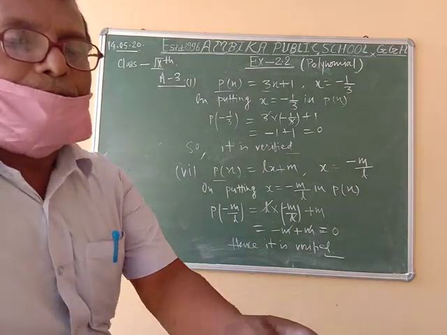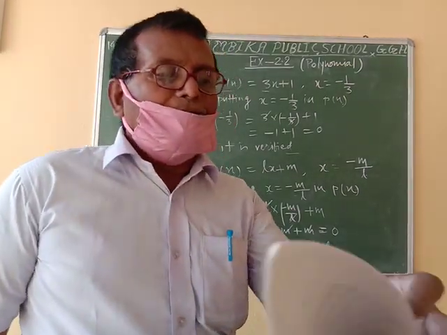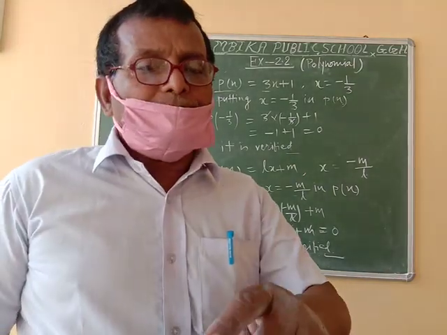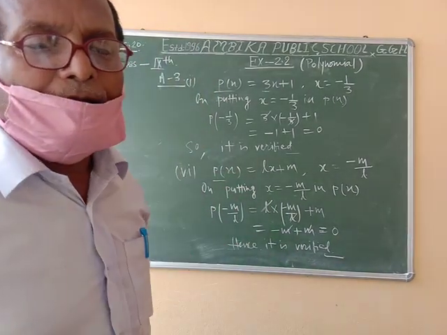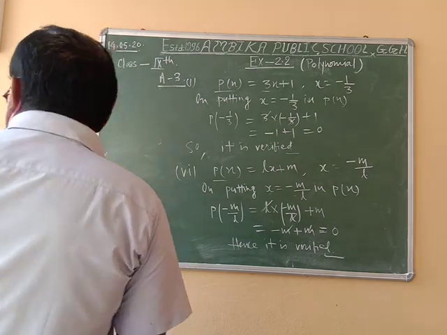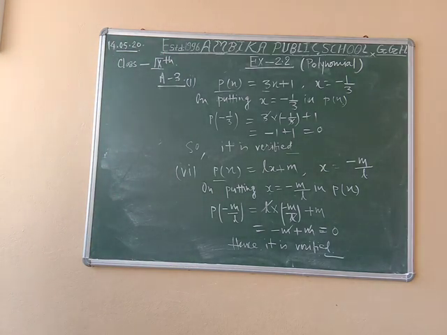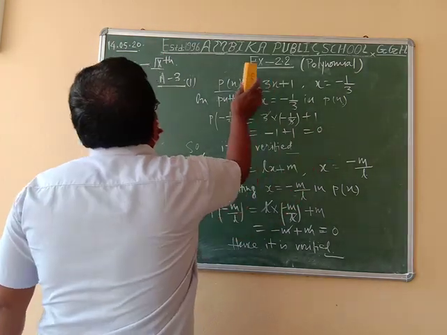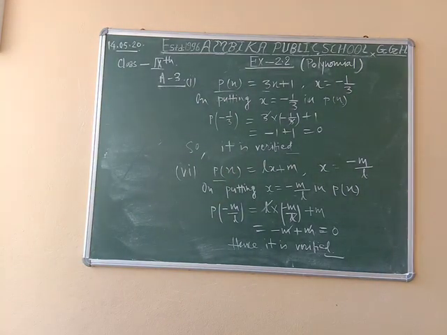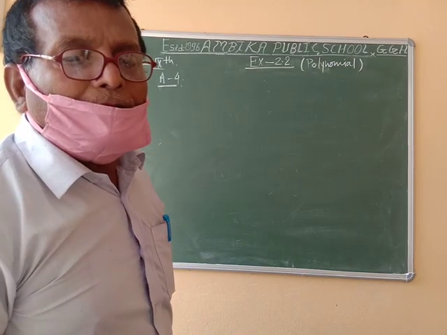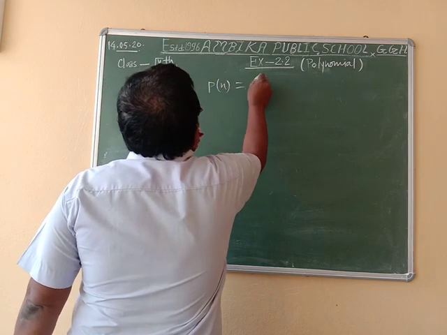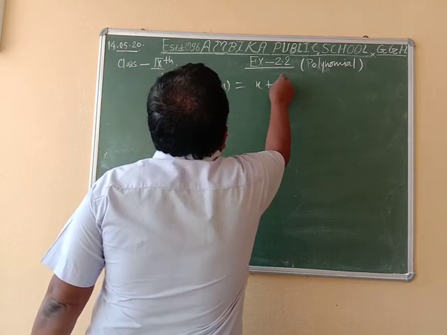Question number 4. I solve 2 questions of question number 4. Find the zero of the polynomial in each of the following cases. Answer 4. Polynomial p(x) is equal to x plus 5.